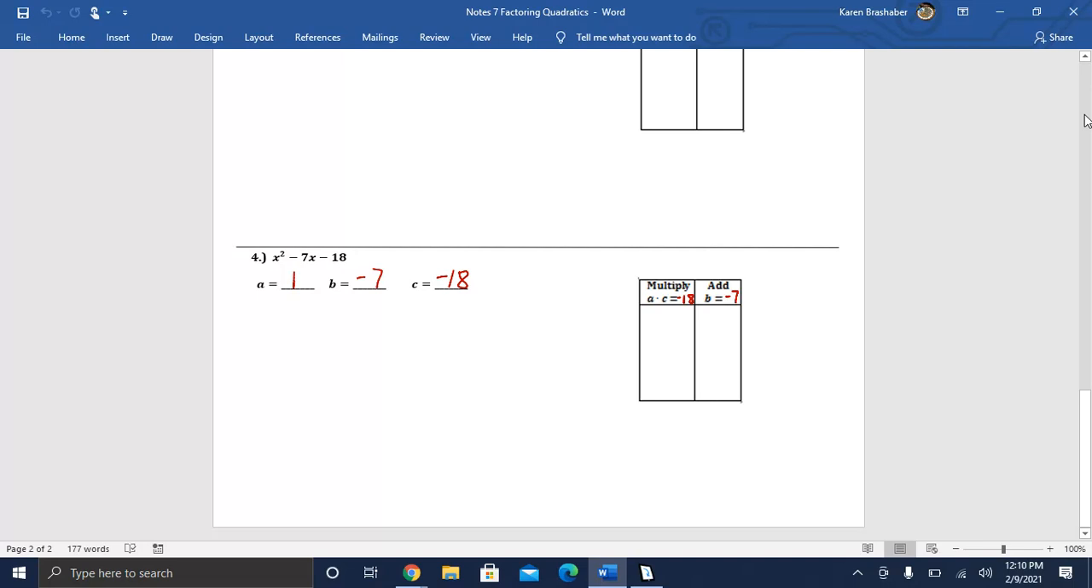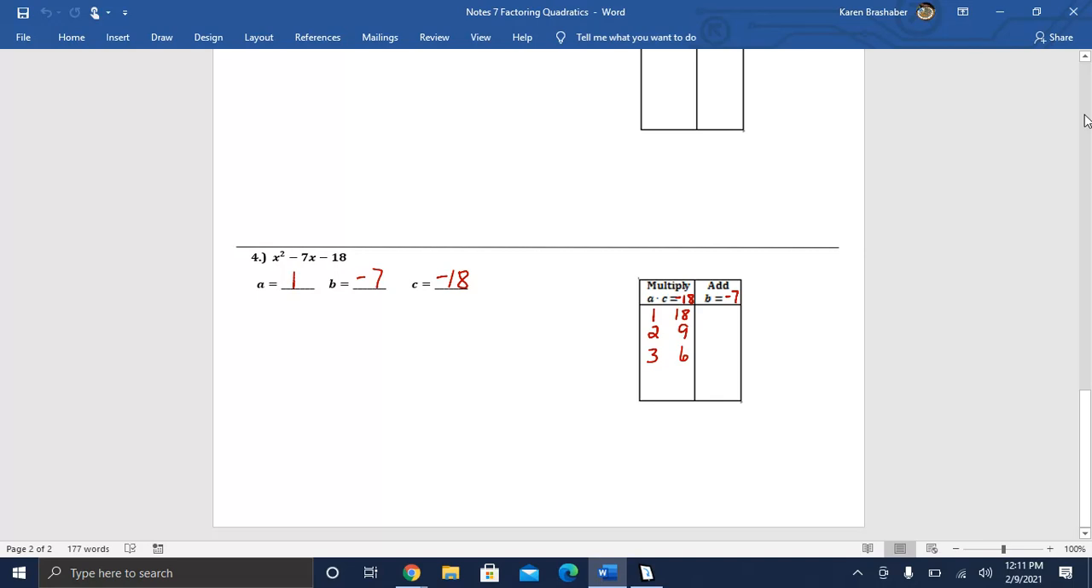So again, you're looking for something to multiply to negative 18. Ignore the negative for right now. Just think about 18. So we'll have 1 times 18, 2 times 9, and 3 times 6. No other numbers are factors of 18. So we have to have a pair that we could work with our signs and make it multiply to a negative. That means we have to have one positive and one negative, and add to negative 7.